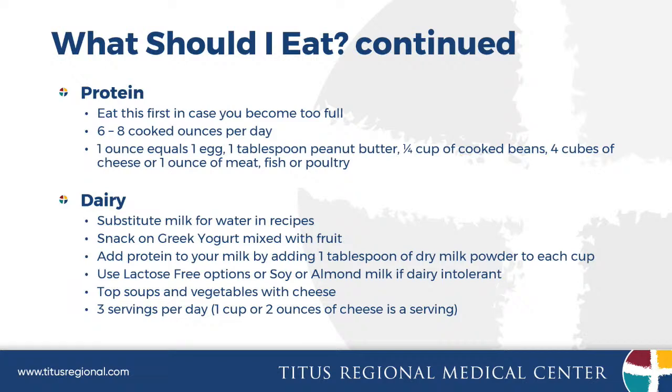Dairy is also an excellent source of protein. Substituting milk for water in recipes is a great thing to do. You might even snack on Greek yogurt, which is higher in protein content than most other yogurts, mixed with fruit. You can certainly add protein to your milk by adding a tablespoon of dry milk powder to each cup of milk. If you're lactose intolerant, some options might be soy or almond milk. Top soups and vegetables with cheese. Try to have at least 3 servings of dairy each day.